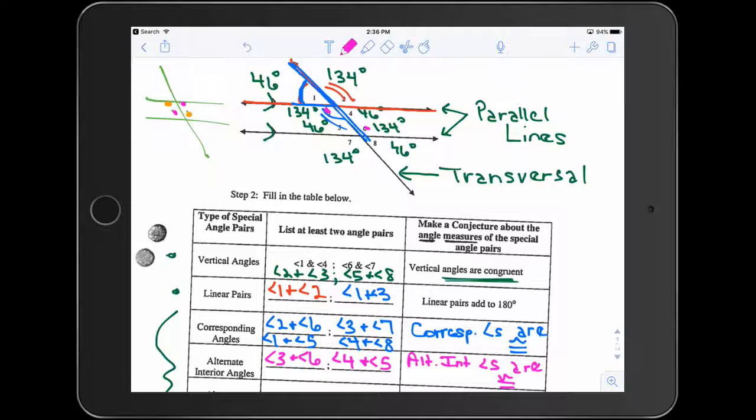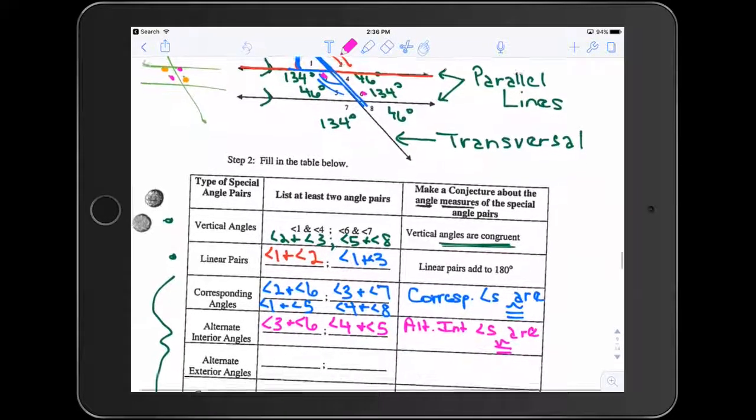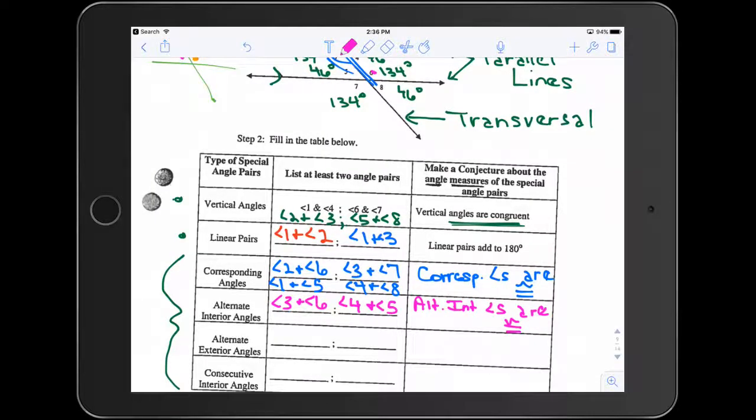So these are pretty big names. We need to get to know them. I know there's a lot of them, but after using them for a bit, you're going to find that it's pretty straightforward. Now we're talking about alternate exterior angles.